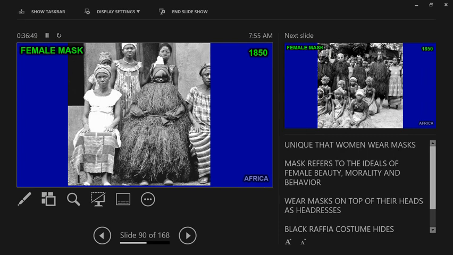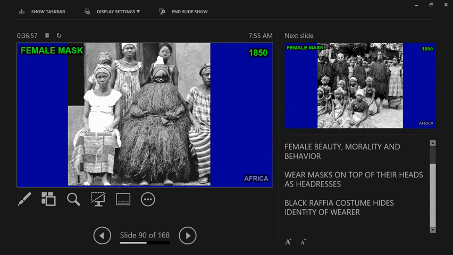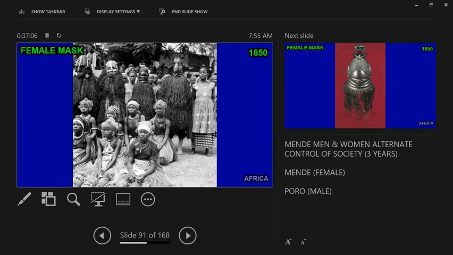And these are also female masks, but in this culture, it's very unique that it is the women that wear the mask, and the mask refers to the ideal of female beauty, morality, or behavior. They wear the mask on top of their heads as headdresses, and the black raffia costume hides the identity of the wearer. Mende men and women alternate control of society every 3 years. Mende means female, Poro means male.